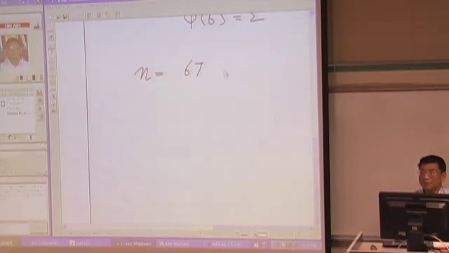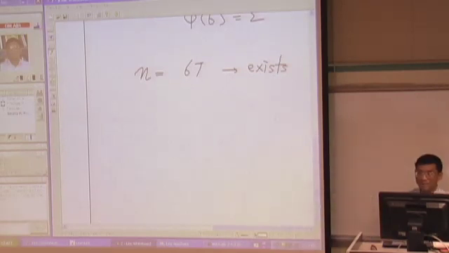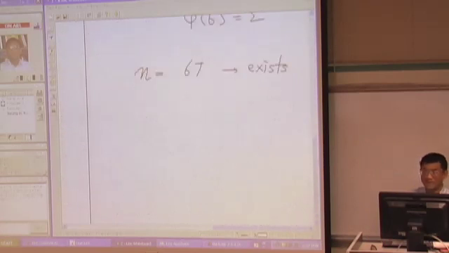67. Then it's a prime power, right? An odd prime. So a primitive root exists, right? Do you follow me or not? Odd prime power is the case. Because of this reason, a primitive root exists. And how many? Phi of 67 should be calculated, and it should be 66, right?